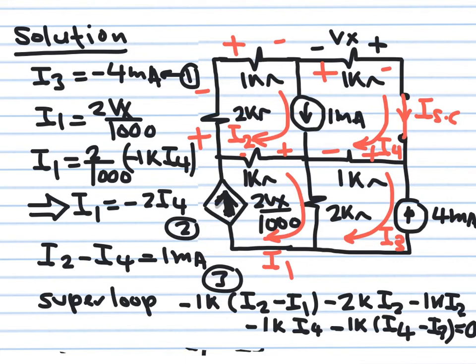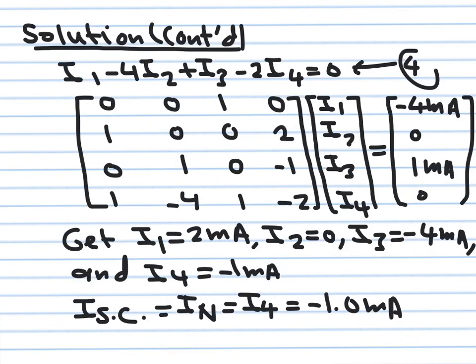Now get rid of the terms that you know. I know, for example, that I3 is 4 milliampere. And then write the equation that you have. You get the fourth equation you're looking for. If I write this equation, I have the fourth equation.